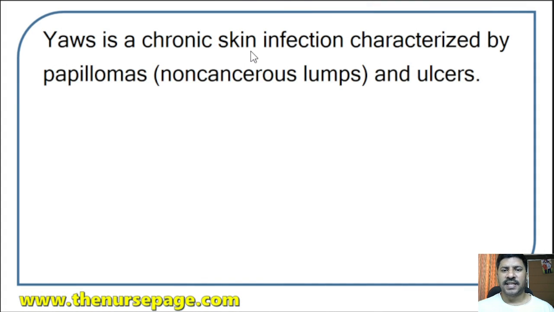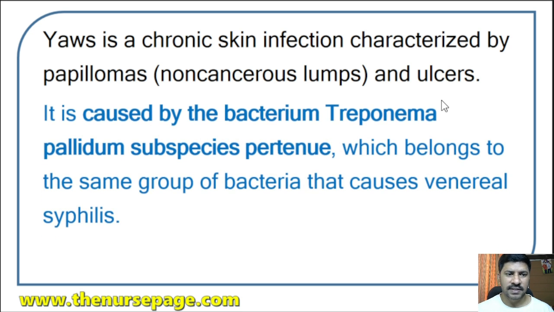Yaws is a chronic skin infection characterized by papillomas. Papillomas means small non-cancerous lumps that appear on the skin, and it will also cause ulcers on the skin. It is a chronic skin infection. The causative organism for Yaws is the bacterium Treponema pallidum subspecies pertenue.